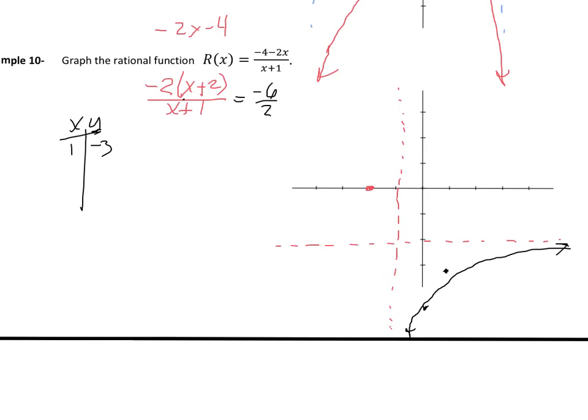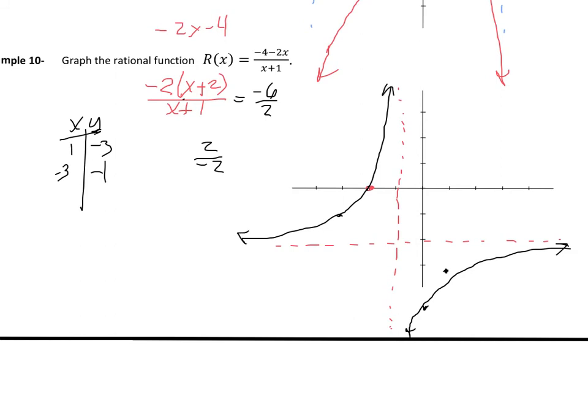Okay, so let's pick -3. So -3 plus 2 is -1. -2 times -1 is 2. And then -3 plus 1 is -2, so we get -1. So 3 and -1. Right there. So this one's going to look like this. That's what most of the ones will look like when you do.